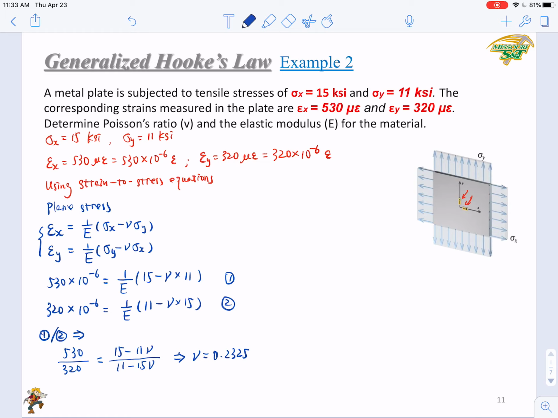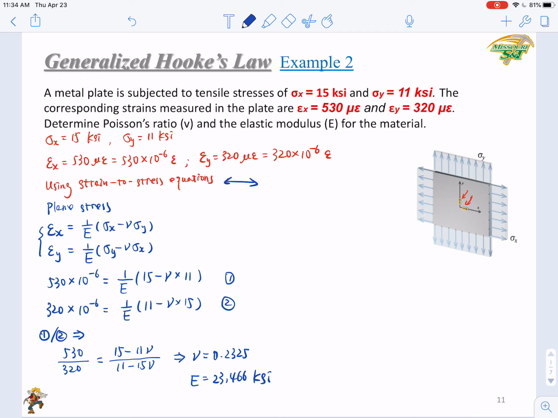And substitute this number into either equation 1 or equation 2, you can solve for E. The E is 23466 KSI. Okay. So far we have solved these two constants, the Poisson ratio and modulus of elasticity. Okay. Do you think you can also solve it using the other direction? The other direction, I mean the other direction here.